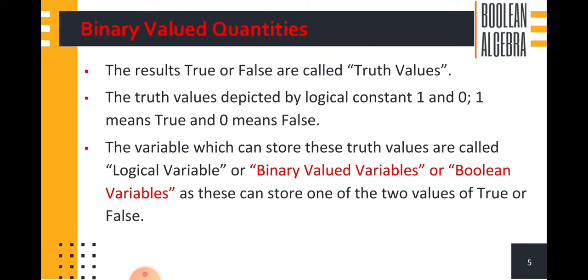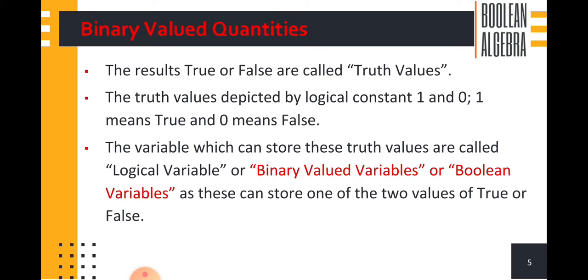Binary valued quantities, the results true or false, are called truth values. I told you that true means 1, false means 0. So these values are known as truth values. The truth values are depicted by the logical constants 1 and 0. 1 means true and 0 means false. The variables which can store these truth values are called logical variables.